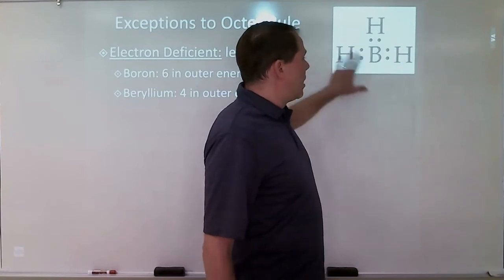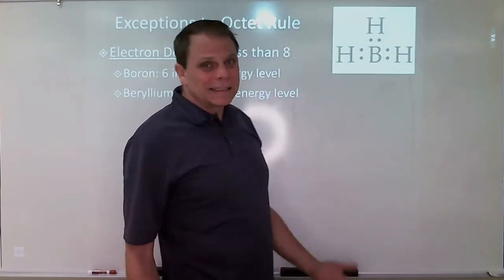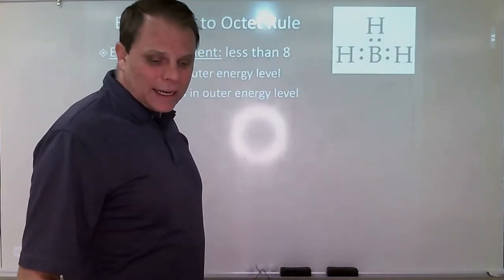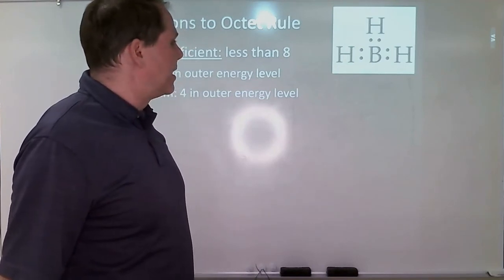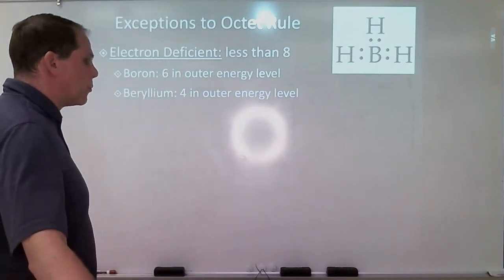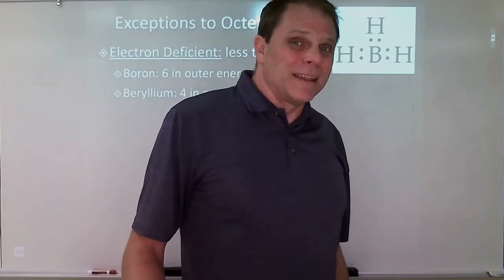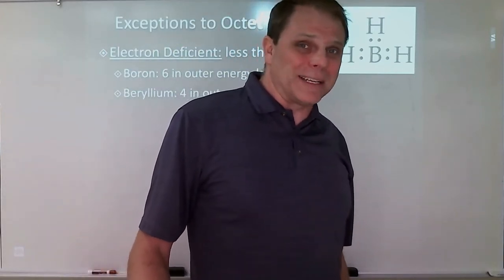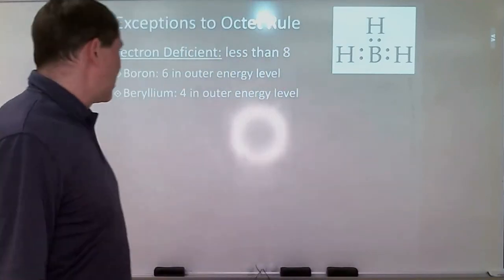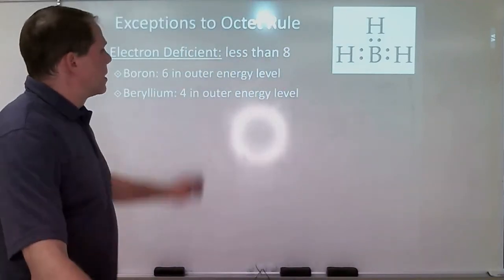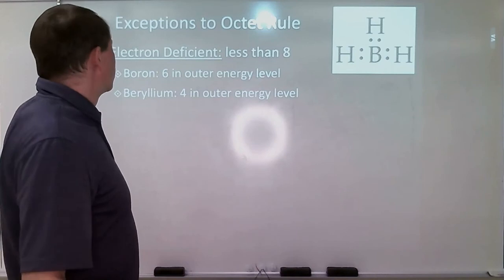We've got boron. It's happy with 6. What can I say? It doesn't need as much as everybody else. So boron can be happy with 6. So if we give you boron, you have to remember, because you will get some borons, that boron is an exception and it doesn't want 8, it wants 6. I know, weird, right? All right, beryllium is happy with 4 in its outermost energy level, okay?